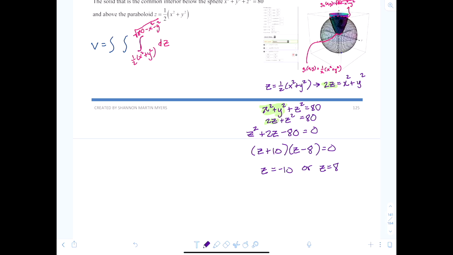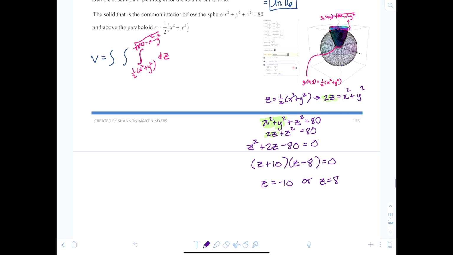Well, since z is equal to 1/2 times the sum of two squares, it has to be positive, right? z has to be greater than or equal to 0, because we're going above that paraboloid. So this one we won't use, and we'll get z is equal to 8. So this is what we will utilize.